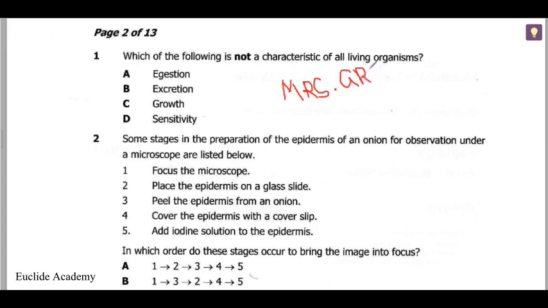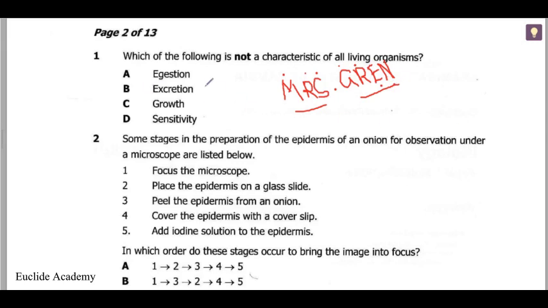Then number 6, they have to carry out excretion. And then we have to carry out nutrition. Okay, nutrition. So this gives us the word Mrs. Green. It's Mrs. Green. So this is what we use to remember the characteristics of living organisms: they move, reproduce, they are sensitive, growth, they carry out respiration, excretion, and nutrition.